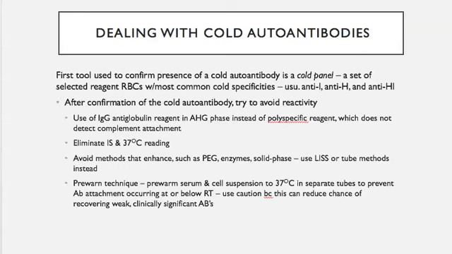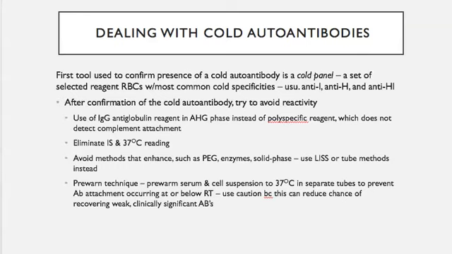Okay, so after we confirm the presence of a cold autoantibody, we want to try to avoid reactivity because the cold antibodies and autoantibodies really just cause more trouble. They're not necessarily clinically significant when we're talking about transfusions, but they can be significant during testing. They can just kind of mess up our test reactions. So we want to use IgG antiglobulin reagent in the AHG phase instead of polyspecific reagent, which does not detect complement attachment.